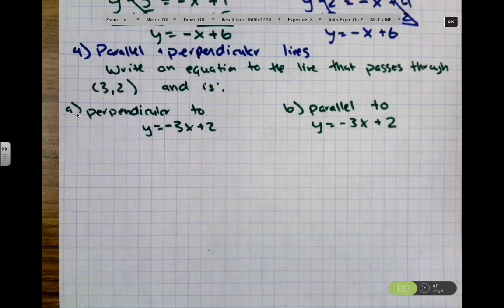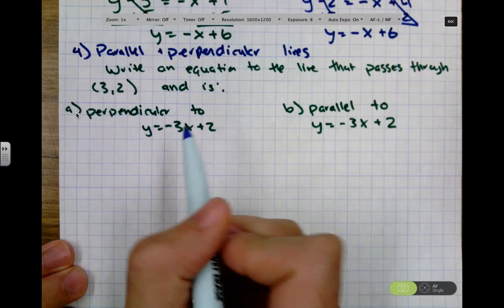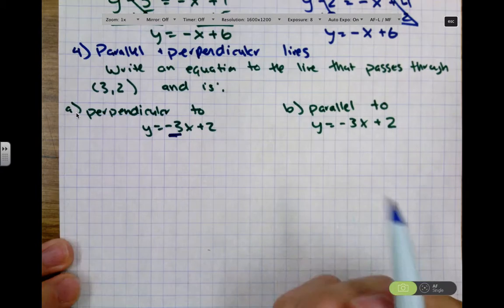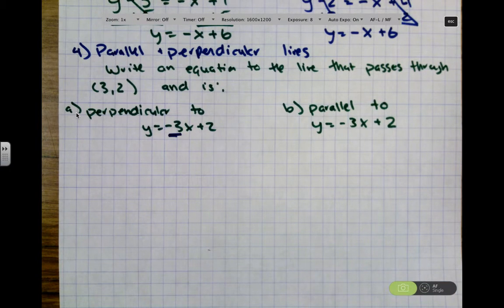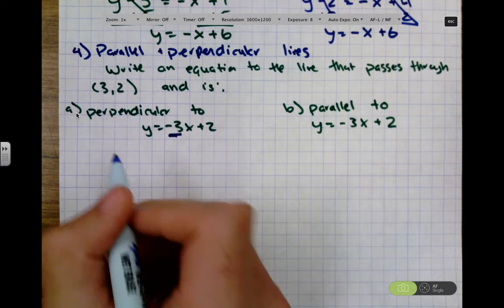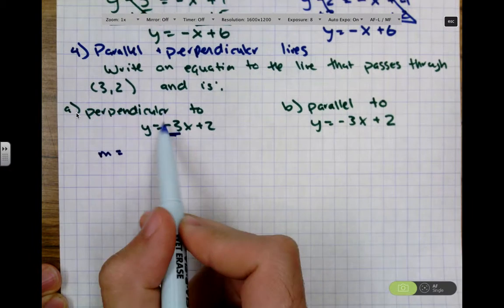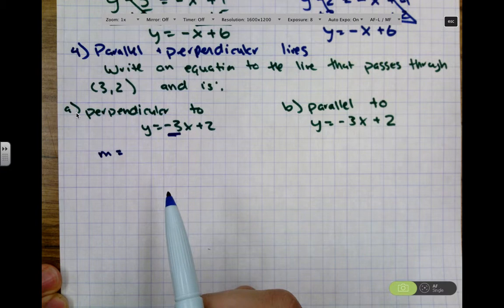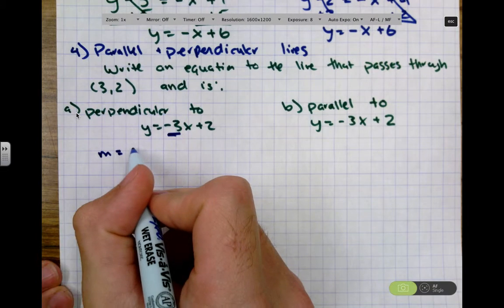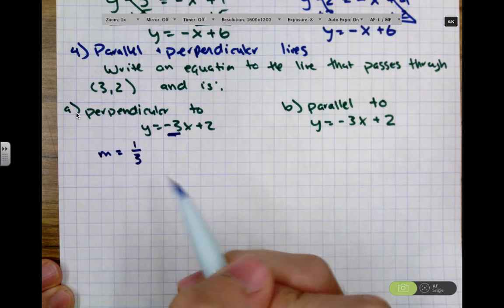So what we have to look at here is, one, we're given the point 3, 2. Then we have to look at and understand what the relationship is between perpendicular and parallel lines. When we look at perpendicular lines, the slopes have to be negative reciprocals of one another. Our slope here is -3, so that means in a line perpendicular to that, it needs to be the negative reciprocal of -3, which in this case would be 1/3.